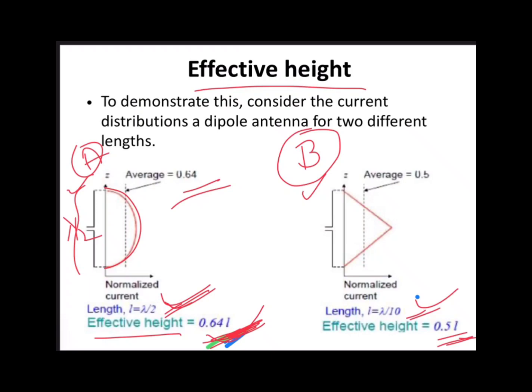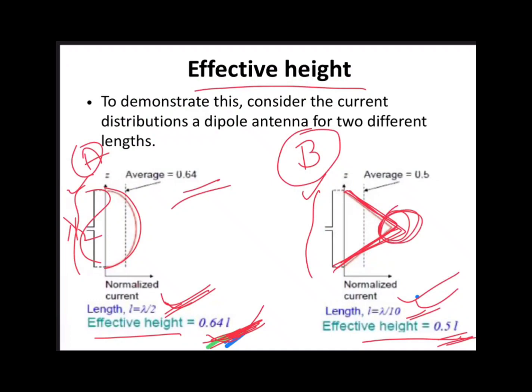But whereas when I consider the antenna of length lambda by 10, the effective height is 0.5 times L. So here we can see that the radiation pattern, or the current or electric field which is obtained, is of a tapered type. The percentage of slope of the signal is more. It cannot radiate maximum, but in the other case the radiation is maximum.